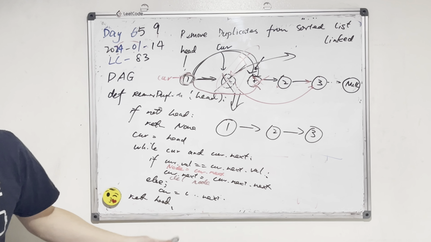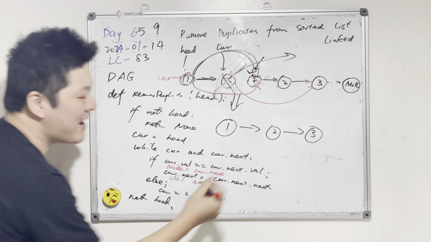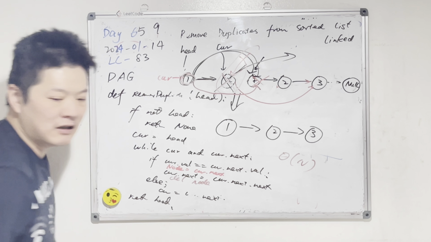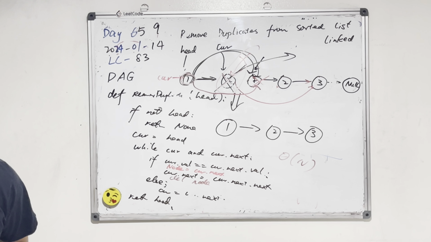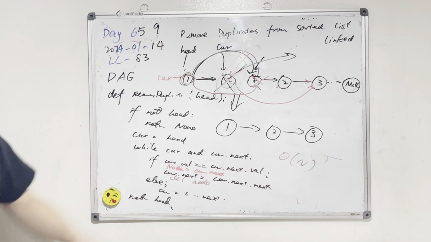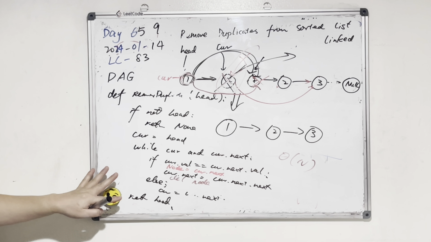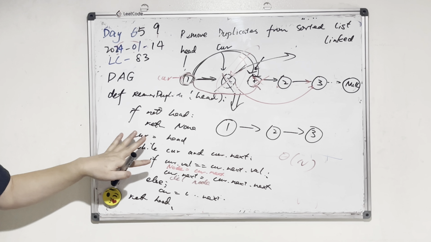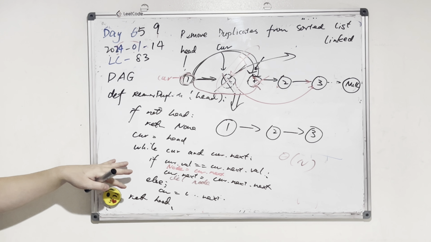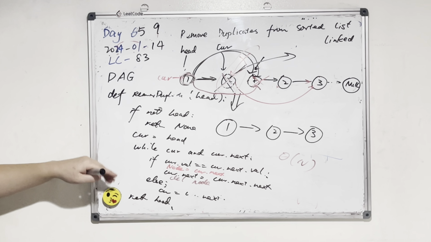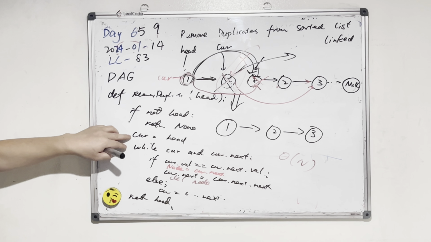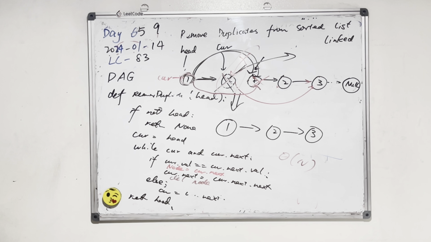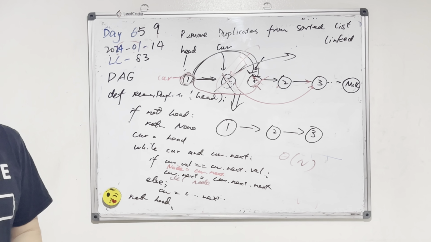The time complexity, simple. Time complexity is O(n), where n is the number of nodes in the linked list. Simple, right? The space complexity is O(1), because we just use constant space here. Does it make sense now? Yeah.